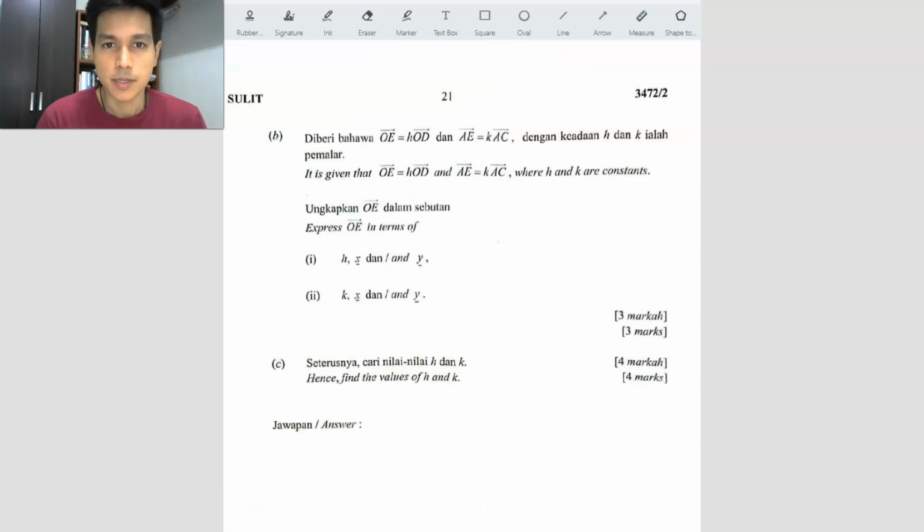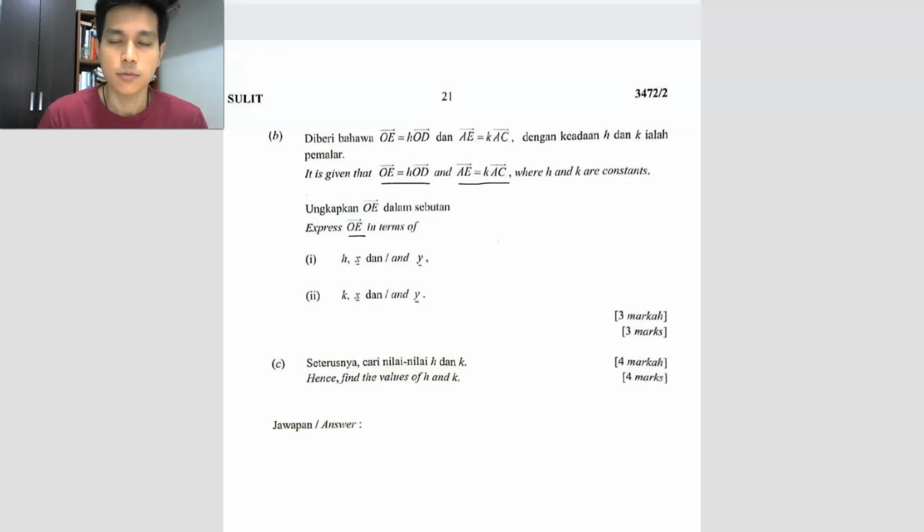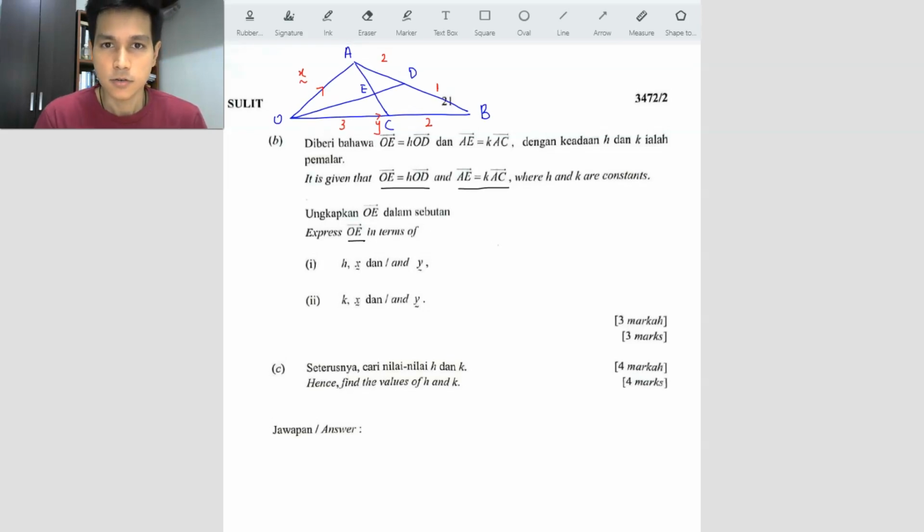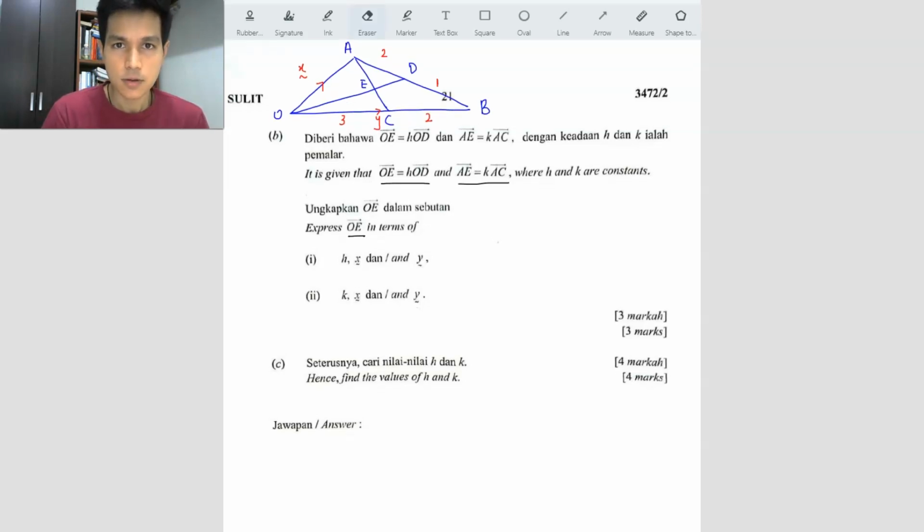So question B, they want you to find what? Given that OE equals to HOD and AE equals to KAC, where H and K are constant, express OE. Oh, they want OE. Okay. Okay, let me redraw this first so that you all can see. Okay, so this is the redrawn diagram.